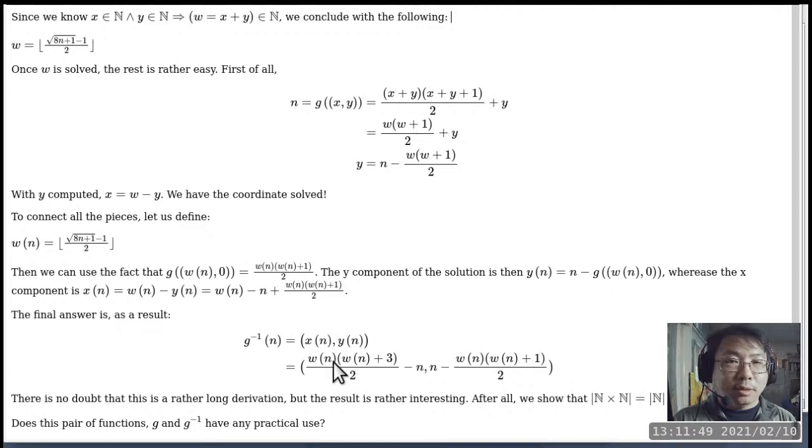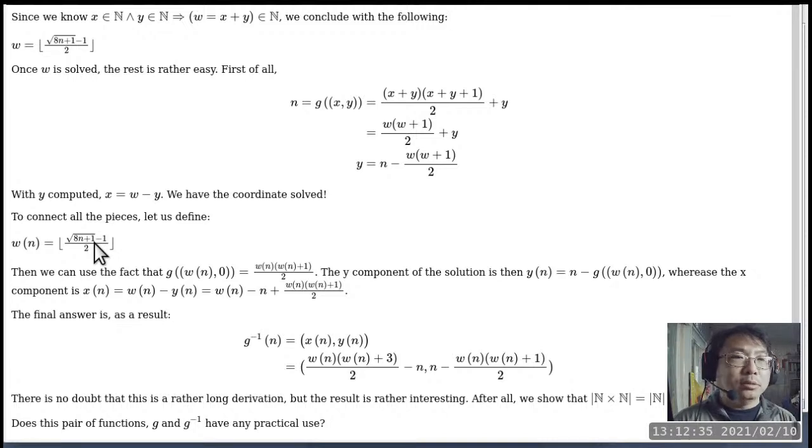We have to use w because it's an ugly function, but we only have to compute it once. Even though it appears like 4 times, you only have to compute it once. You just reuse the same value over and over again. So w of n times w of n plus 3, the whole thing divided by 2 minus n, is going to be the x value of the pixel corresponding to the natural number n. And then n minus w of n times w of n plus 1, the whole thing divided by 2, is going to be the y coordinate. And that's it. The only thing that is slightly time consuming is the square root.